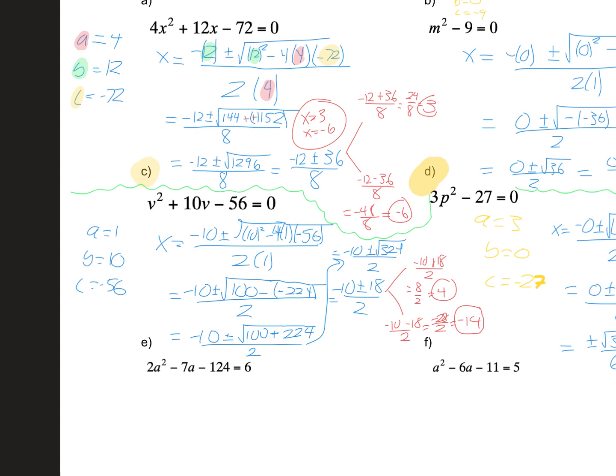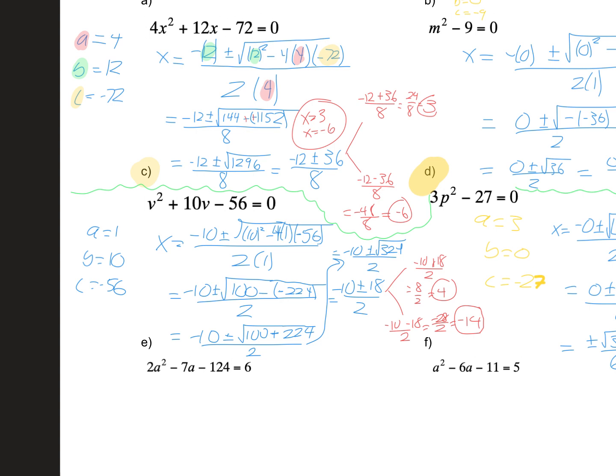Okay, so for problem C, I got my answers to be 4 and negative 14. So here's my work for that. You can pause and take a look if you need to. And then for problem D, I got my answers to be positive and negative 3. You can pause and look at those if you need to. All right, let's look at some more.